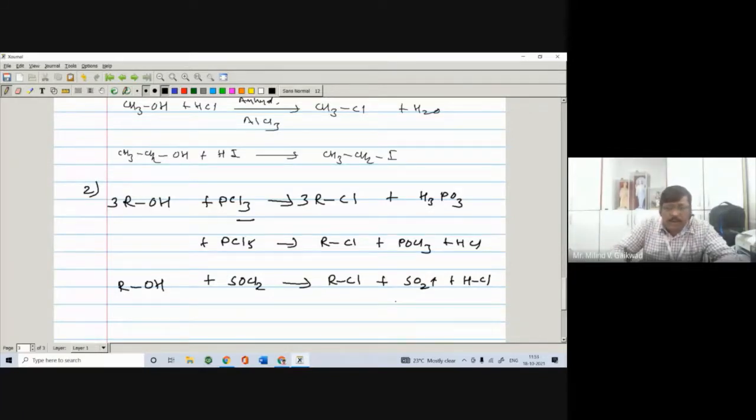The reaction of ROH with SOCl2 giving the corresponding alkyl halide is very important. Why? Because there is formation of byproducts SO2 and HCl, and both are gases. Means there is no need for separation. So this is alcohol.